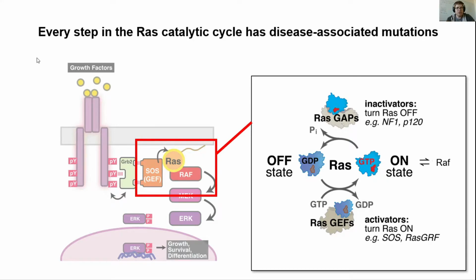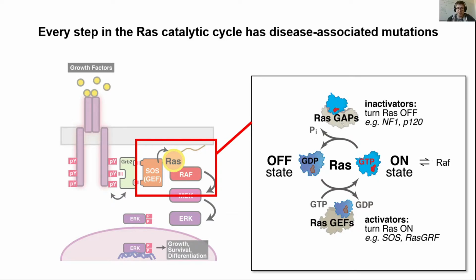One thing that you're going to quickly discover about RAS, the more you read about it and the more you learn about its role in disease, is that every single step in the RAS catalytic cycle has disease associated mutations with it. And so we're going to go through each component, each contributor to the RAS catalytic cycle, the GTPase, the GEFs, the GAPs, the effectors, and go through examples of how mutations lead to utter catastrophe in this system that cause disease.